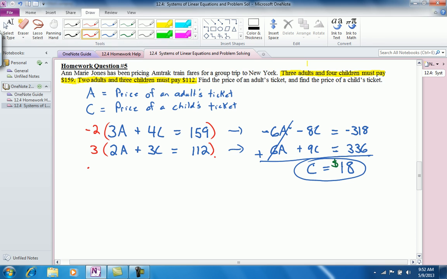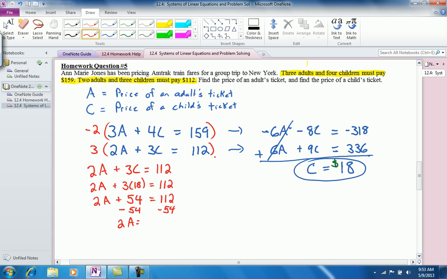So I'm going to rewrite that. 2A plus 3C equals 112. I know C is 18, so I'm going to substitute 18 for C. 2A plus 3 times 18 equals 112. I'm going to solve this for A. 2A plus 3 times 18 is 54 equals 112. I'm subtracting 54 from both sides. In an effort to get A by itself, I'll get 2A equals 58.